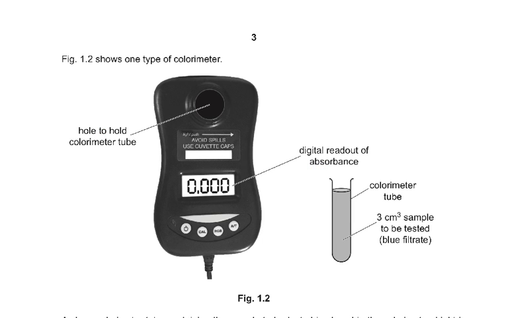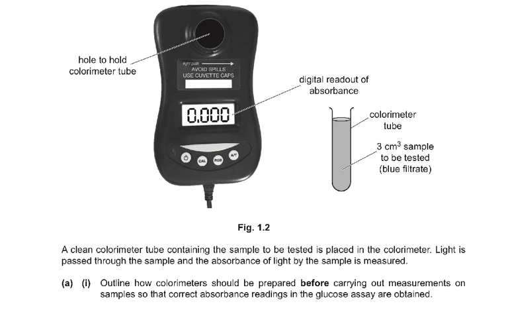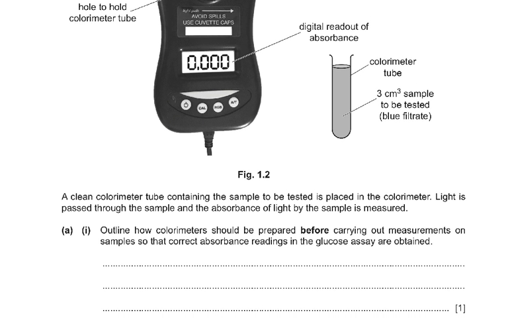Figure 1.2 shows one type of colorimeter. Hole to hold the colorimeter tube. Digital readout of absorbance. Colorimeter tube, 3 centimeter tube of sample to be tested, which is the blue filtrate. A clean colorimeter tube containing the sample to be tested is placed in the colorimeter. Light is passed through the sample and the absorbance of light by the sample is measured.